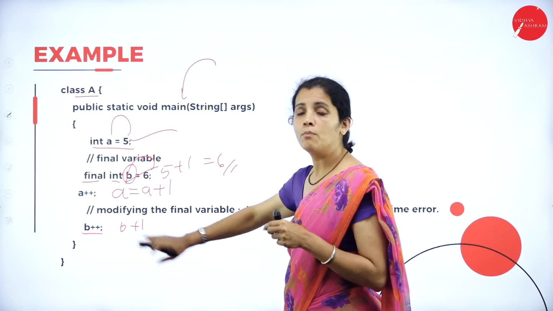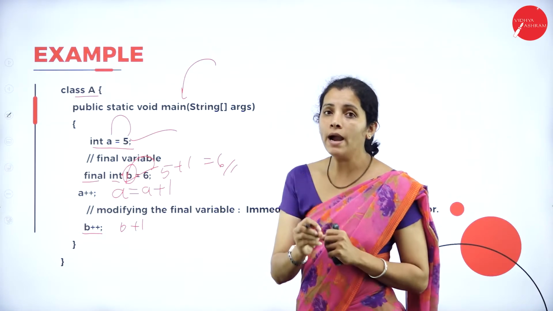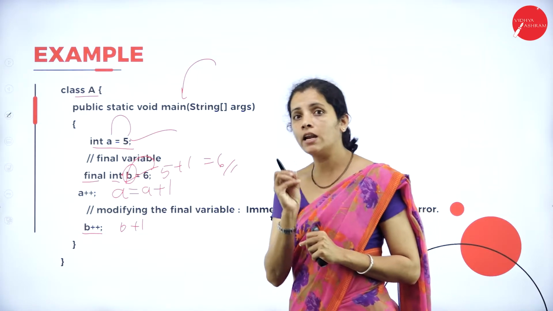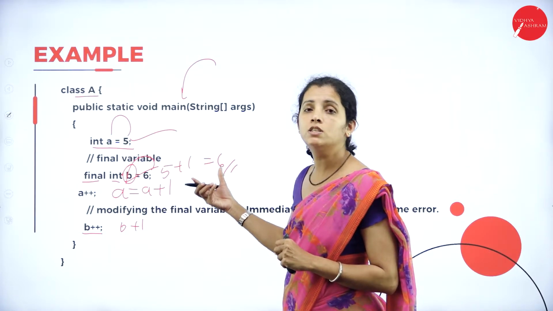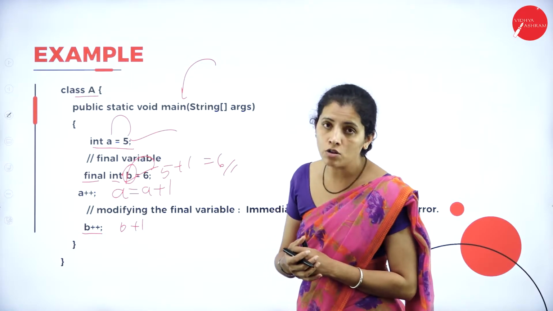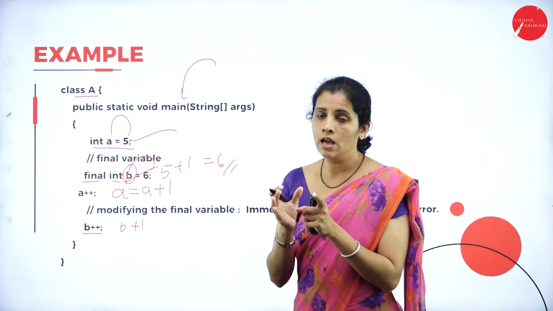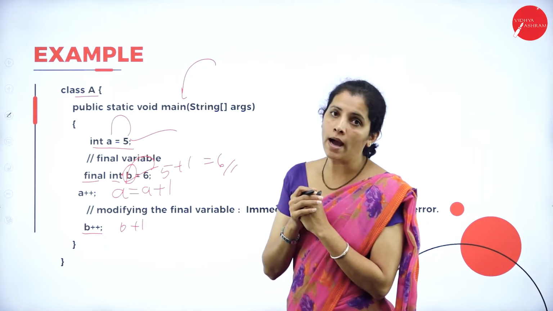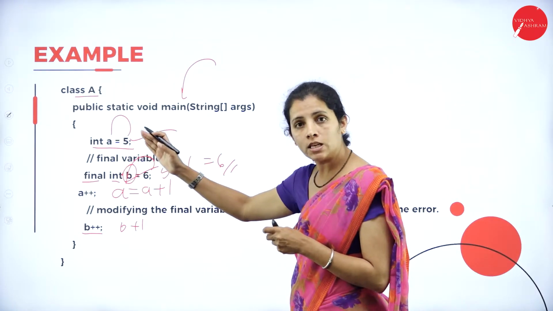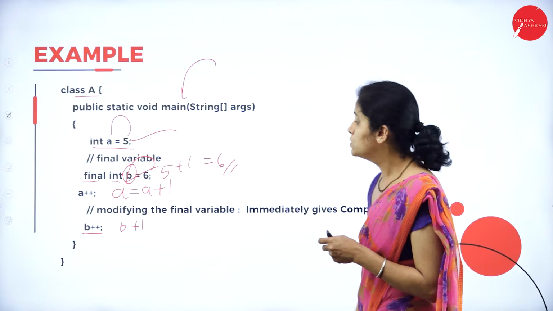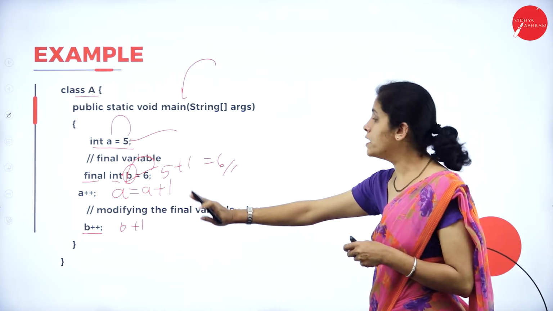I'm trying to modify the B value. But what's going to happen? The compiler is going to generate an error message, because the final keyword is used to define a constant value. Whatever value I assign, I cannot change it if I use the final keyword with respect to a variable.